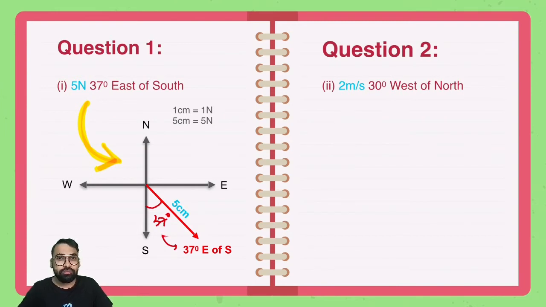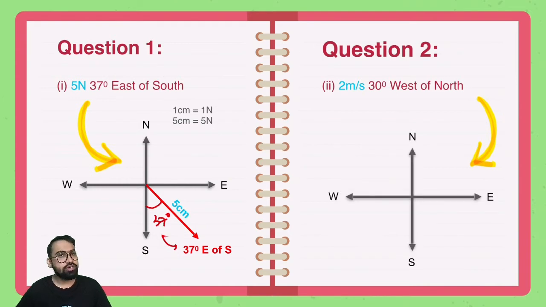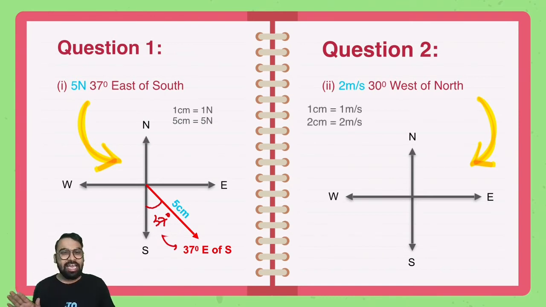What can I do? I can again draw the directions, right? North, south, east, west. Simple, right? Next thing, I know it is west of north. This means I have to draw somewhat over here, right? West and north are coming. So let's draw it out. If I draw this out, first of all, I'll just draw my scale, I'll say 1 centimeter is 1 meter per second, so 2 becomes 2 meter per second.